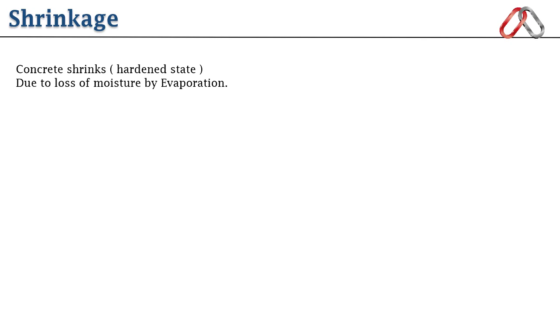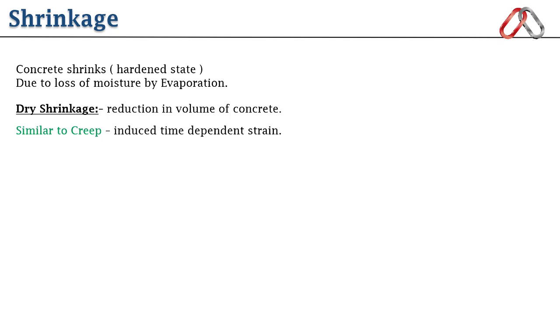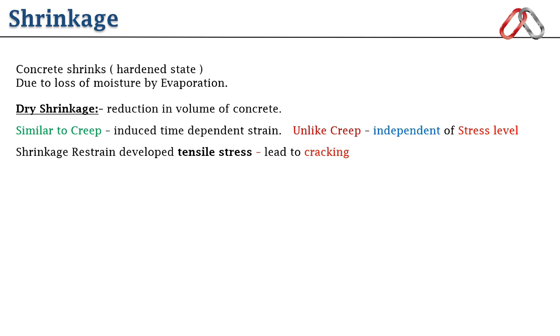Concrete becomes hard. In the hardened state, the concrete shrinks due to evaporation. Due to evaporation, the volume of concrete reduces, and this reduction is termed drying shrinkage, or simply shrinkage. Shrinkage is similar to creep in that it shows some time-dependent strain, but unlike creep, shrinkage does not depend on stress level. When shrinkage is restrained in a concrete structure, it develops tensile stresses, and excessive stresses lead to cracking.